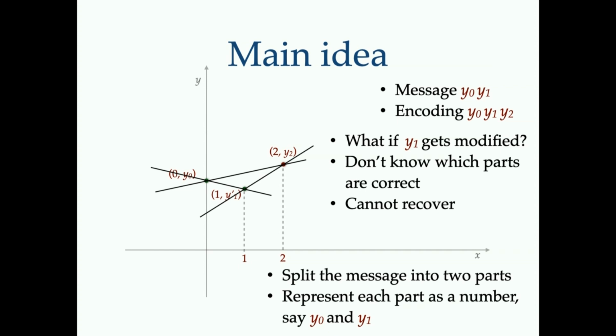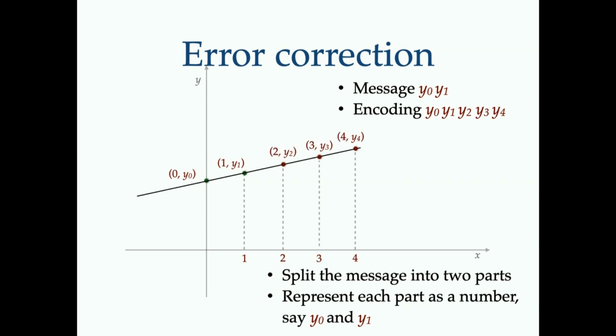So what do I do? What is the next obvious idea? One more point. Let's add one more point. I'm actually going to add 2 more points. Originally my message was y0, y1, 2 points. I added 3 more points here, so now I have 5 points.